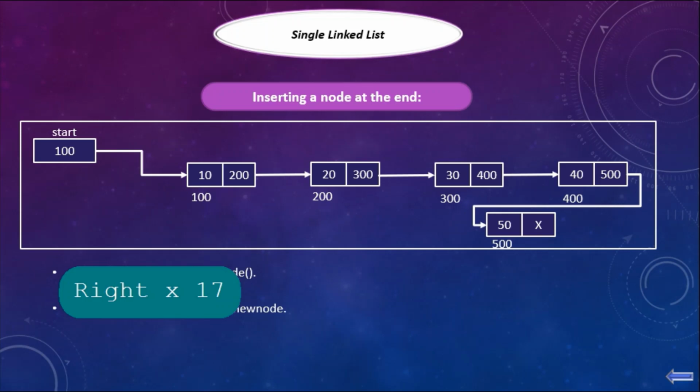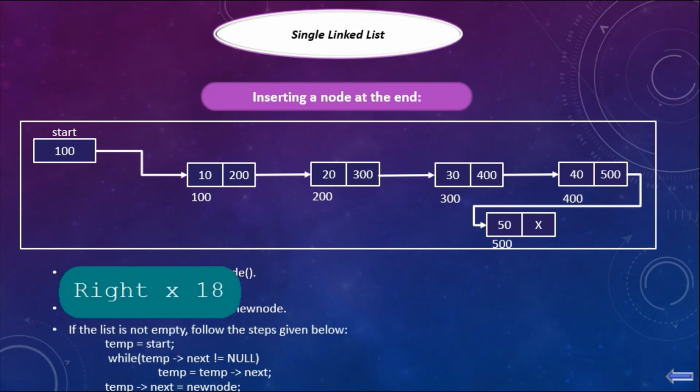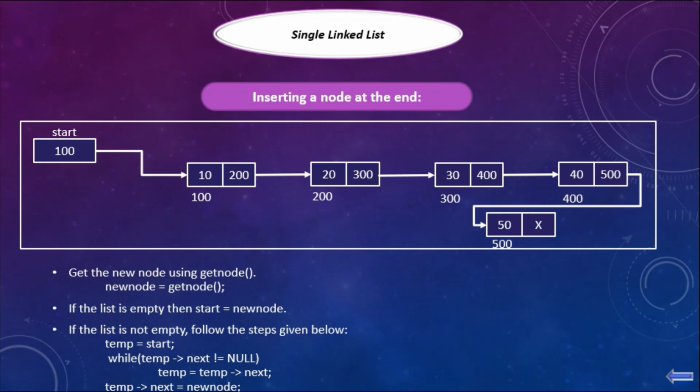If the linked list is empty, then we have to initialize the start pointer with a new node. Else, if the linked list is not empty, then we have to take a pointer temp which stores the address of the start, and with that temp we are going to traverse throughout the linked list, and we have to reach the last node of the linked list.